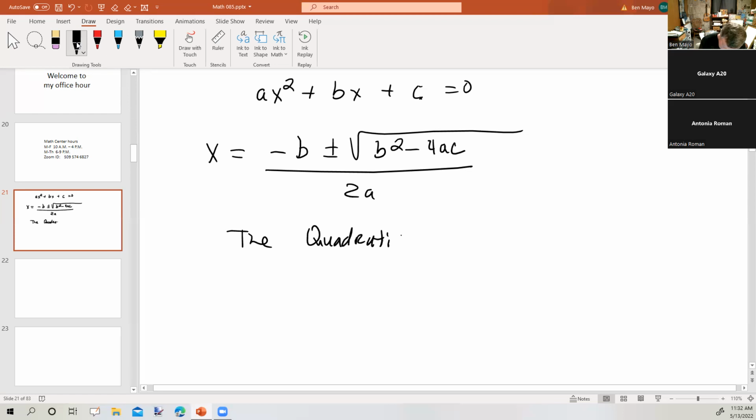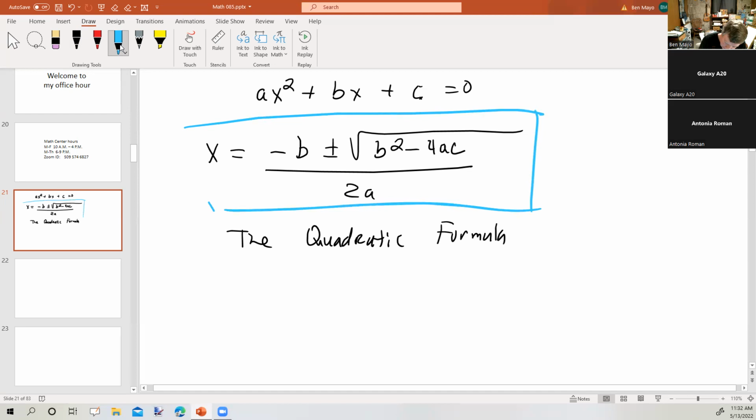quadratic formula. This is a formula that you want and need to memorize. It is a way of solving second-degree equations without factoring.